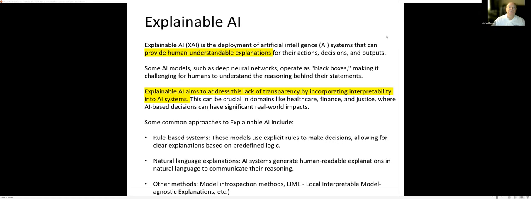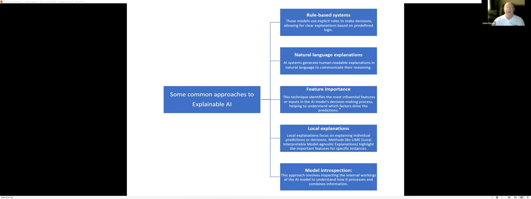Okay, one of the things you'd like with AI is that it explains its reasoning. You want to provide human understandable explanations. It aims to address the lack of transparency by incorporating interpretability into AI systems. This can be crucial in healthcare, finance, justice, where AI decisions have significant real-world impacts. One way of doing this is through rule-based systems, and I'll give some examples of that, but there are other methods as well, as shown here, and this is a field of active research now, to explain to the user what's going on.